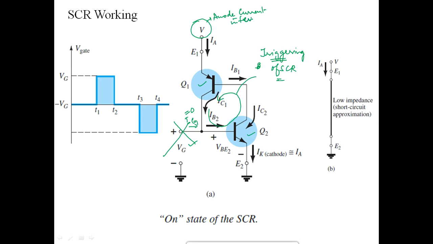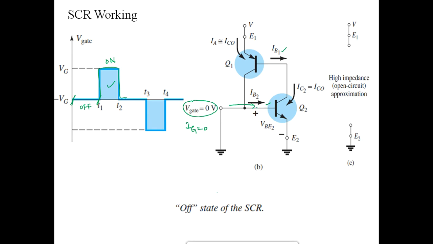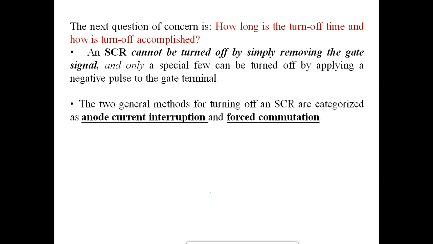Anode current interruption, or I'll have to apply a negative pulse. Okay, just as I had mentioned, right? So if I apply a negative pulse, then also I can switch off the SCR. Okay, but generally this is called the on state of the SCR. The previous one was the off state of the SCR, now it is the on state of the SCR.